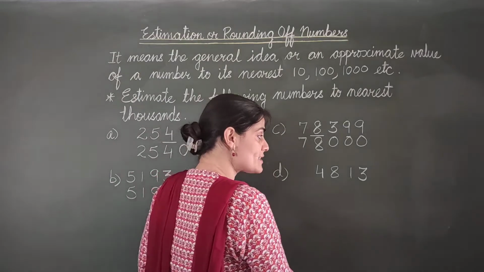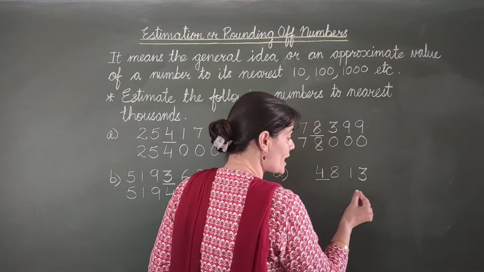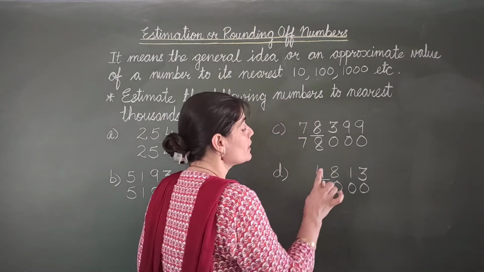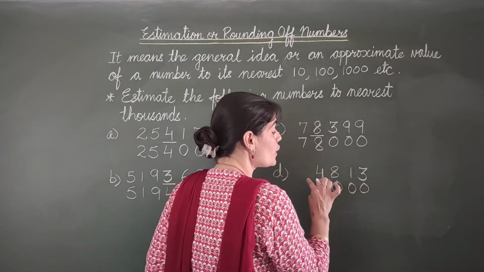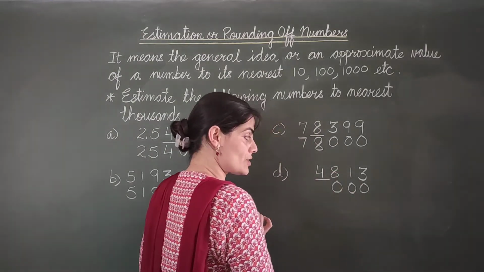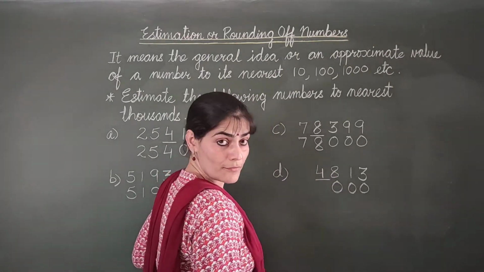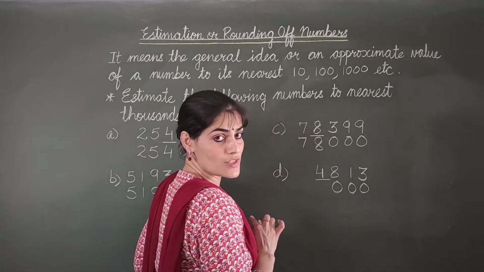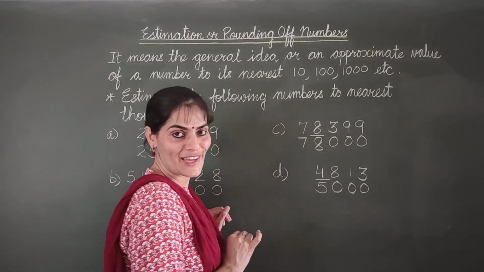Now move to the last part. The digit at thousands place is 4. The digits at smaller places will be replaced by zeros. Now what are we going to do with this digit at thousands place? For this I have to check the digit at hundreds place and it is more than 5. So I increase the digit at thousands place by 1. So 4 plus 1 gives me 5.